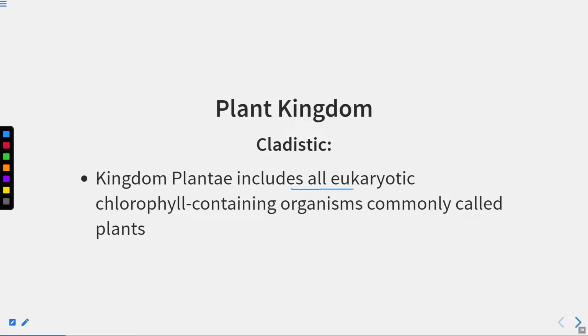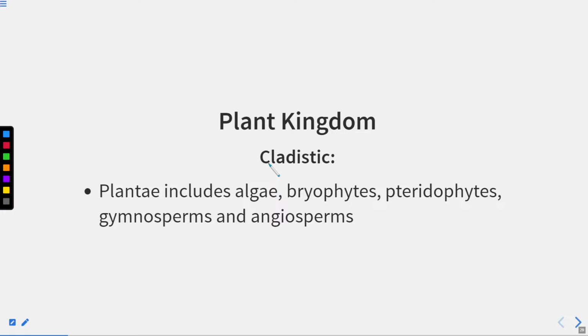Kingdom Plantae includes all eukaryotic chlorophyll containing organisms, commonly called plants, and that is why on the basis of this, all these organisms are kept together. Algae, bryophytes, pteridophytes, gymnosperms, angiosperms, all these are eukaryotic and chlorophyll containing organisms. So they are all kept in one kingdom that is called the plant kingdom. This is the best example for the cladistic.